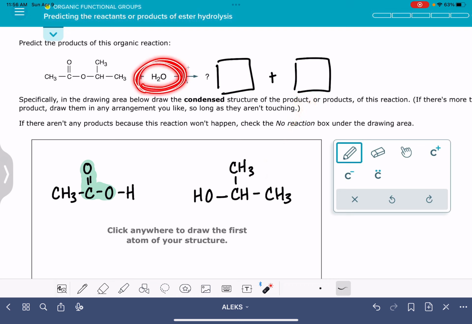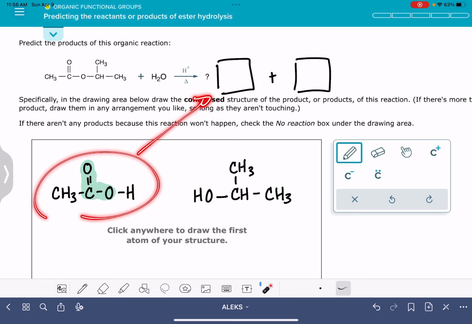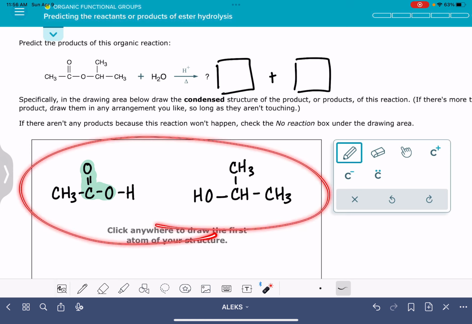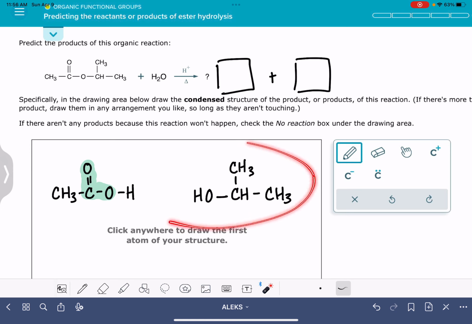Notice in this reaction, we are adding water, H2O. There's the hydrogen of H2O, and there's the other hydrogen and the oxygen of H2O. So these are the two products that this problem asks for, and you would want to draw both of these in this box if this is the version of the problem that you are given.